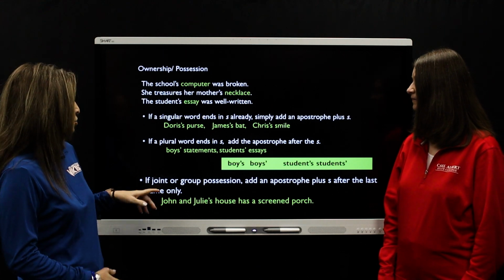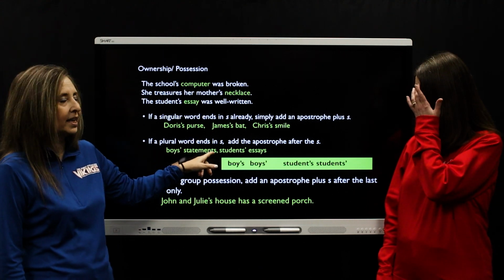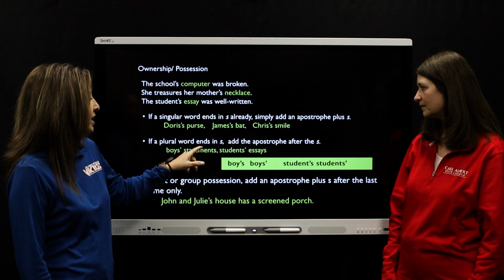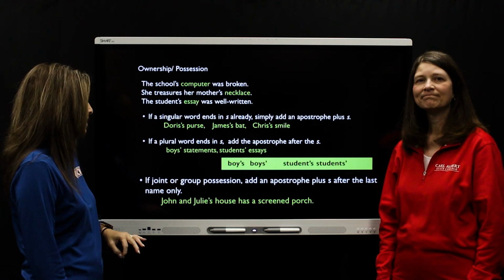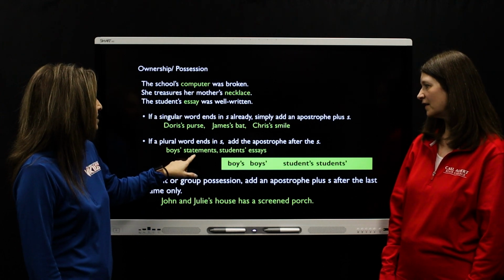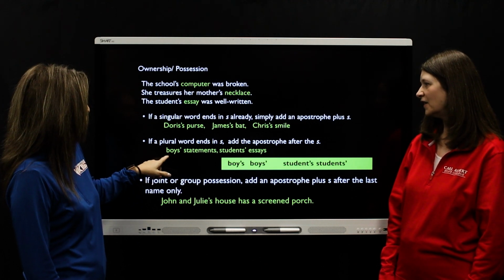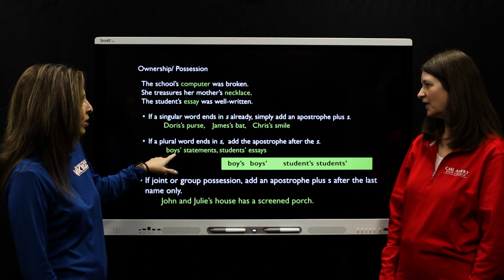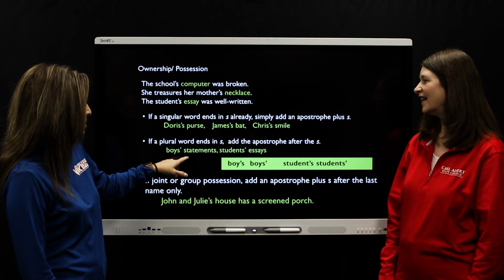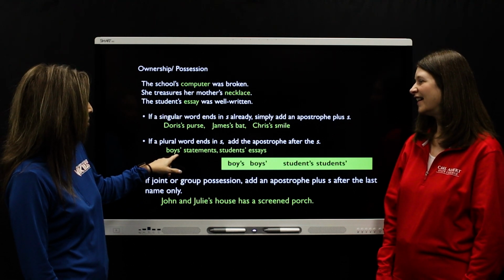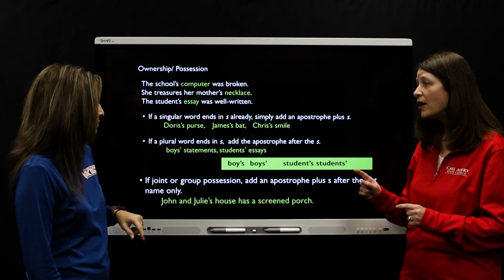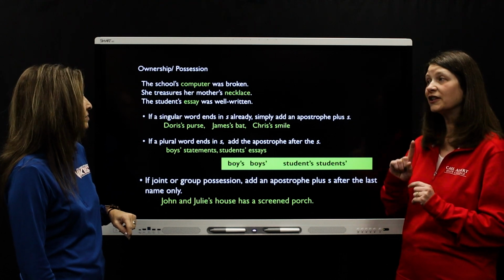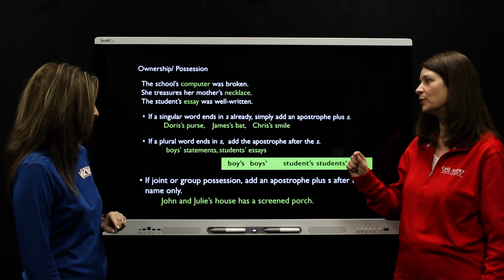Something else that gets a little tricky is a plural word ending in S. If a plural word ends in S, then all we do is add the apostrophe after the S. So here we have boys' statements. Susan, I think what this is doing is telling me that there are multiple boys that have statements. So in that case, boys is plural. I'm just going to add the apostrophe after the S. Absolutely. And if that apostrophe was before the S, it would tell us that only one boy owned those statements.